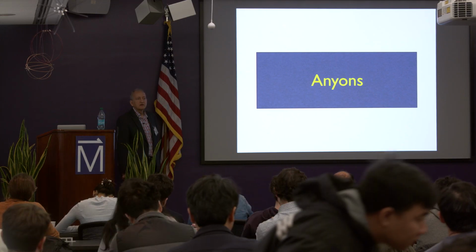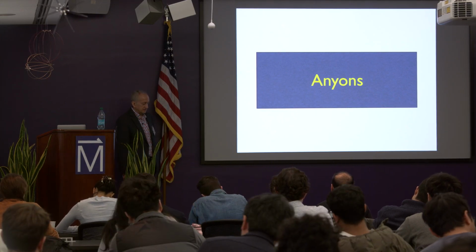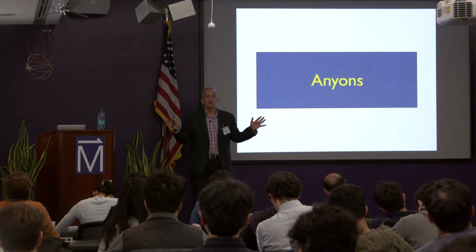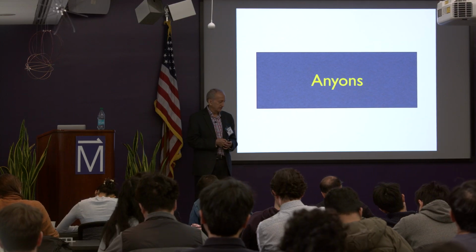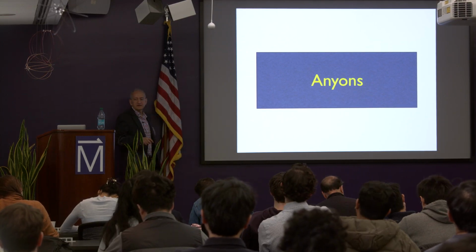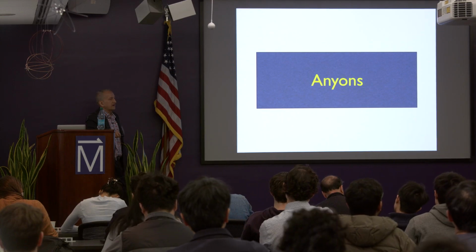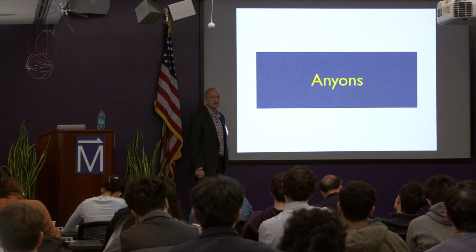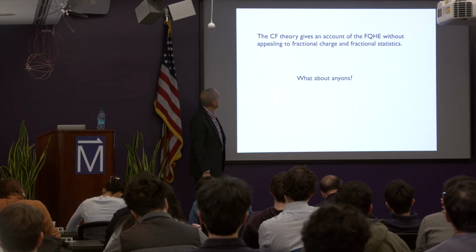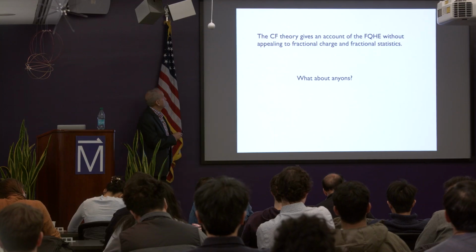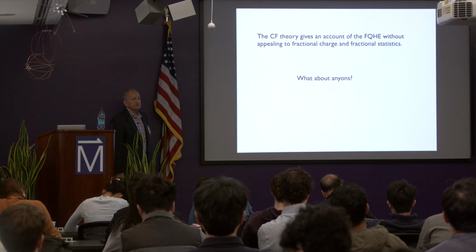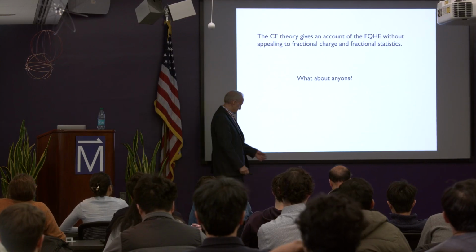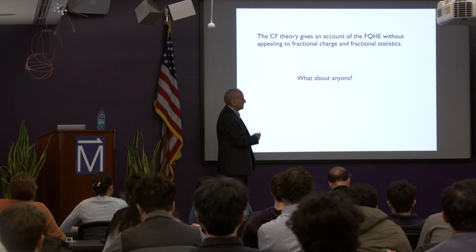So you may have heard or you may have known that if you assume a gapped state at a fractional filling factor and nothing more, just a gapped state, then you can, using very general arguments, prove that there must be fractionally charged particles which obey fractional statistics, or anyons. Now, the composite fermion theory gives an account of the fractional Hall effect without saying the word anyon. So I did that last time. But one can still ask, what about anyons?